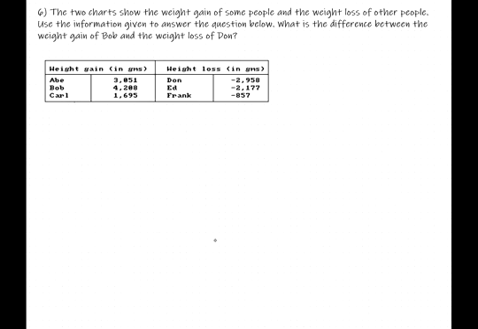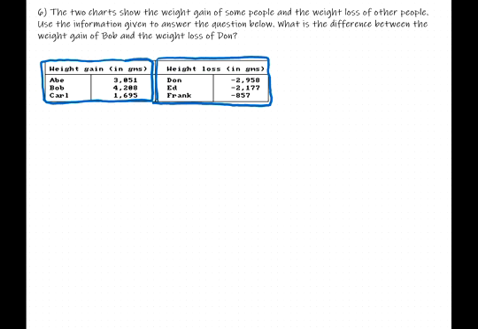The two charts, and by two charts, I'm talking about the chart for Abe, Bob, and Carl, and then the chart for Don, Ed, and Frank. A, B, C, D, E, F. How original. These two charts show the weight gain of some people and the weight loss of other people. So the chart on the left, they gained weight, so those numbers are positive, and the chart on the right, they lost weight, so those values are negative. Use the information to answer the question. What is the difference between the weight gain of Bob and the weight loss of Don?